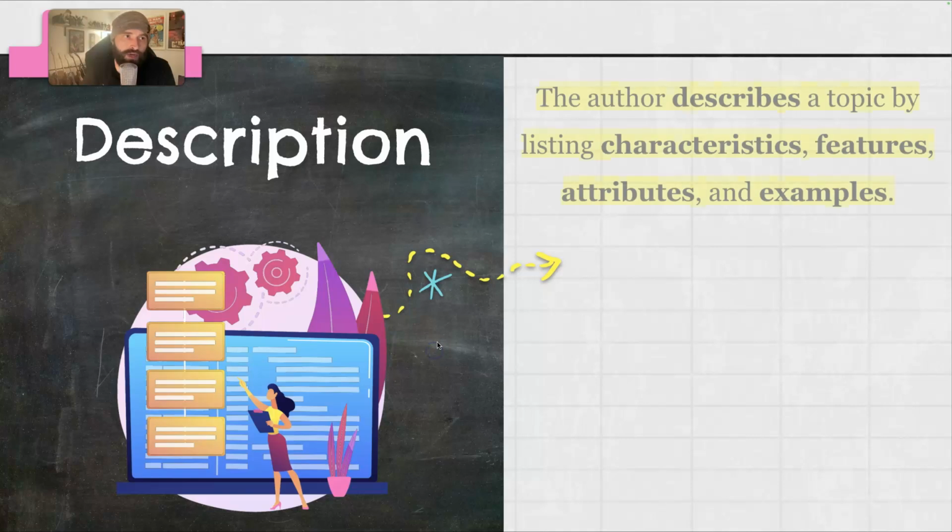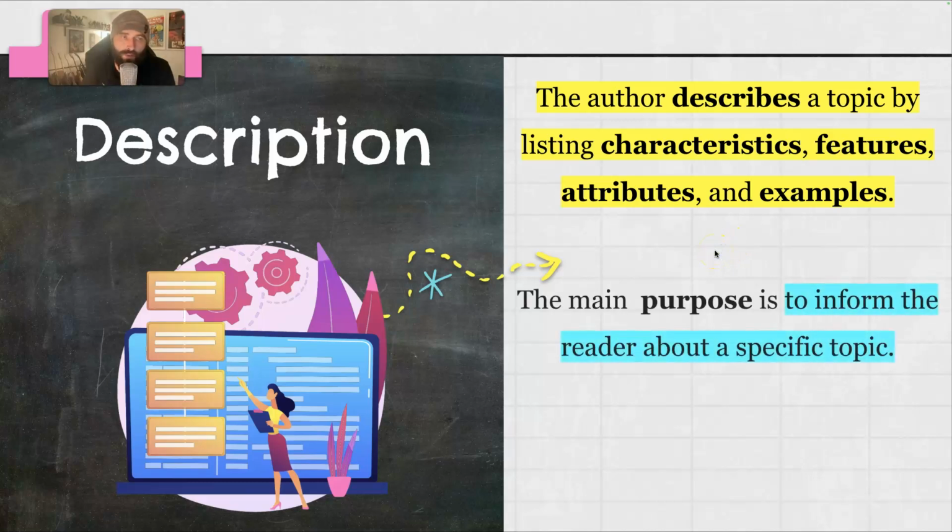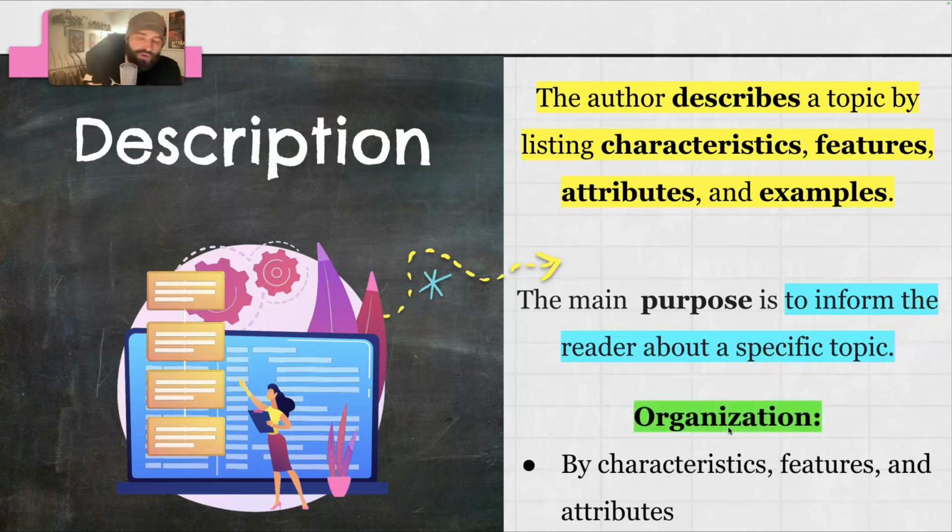So our first type of text structure here is description. Description is when the author describes a topic by listing characteristics, features, attributes, and examples. So if I wanted to describe a red panda to you, I would tell you the different characteristics a red panda had, what it looks like, what it likes to do, and then provide maybe some examples of red pandas to you. So the main purpose is to inform the reader about a specific topic, and then we do this by characteristics, features, and attributes.